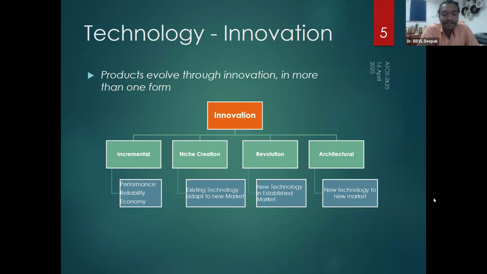Where not, I cannot. Okay, everywhere I am applying. But here, what is happening? Now the market is also inclining towards these AI-driven products. The technology to the new market, and architectural innovations. So these four innovations bring us new products.